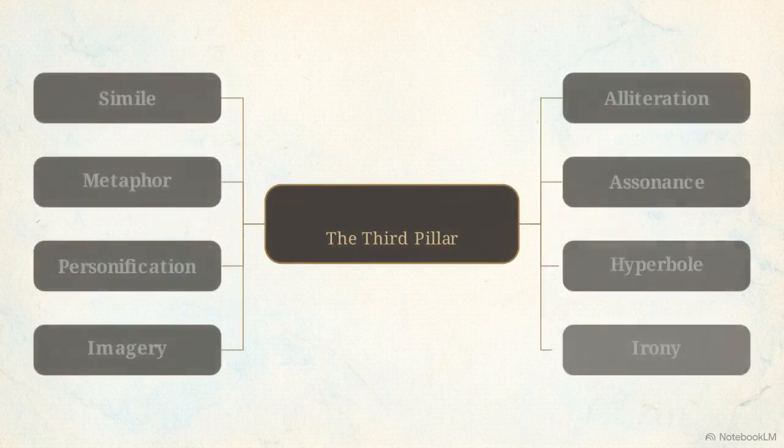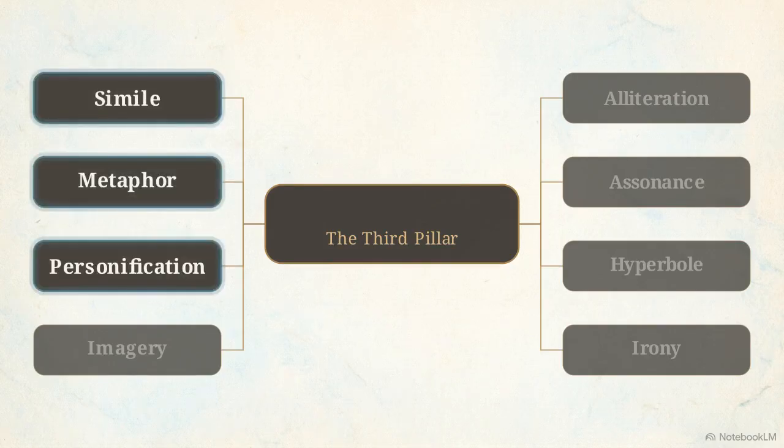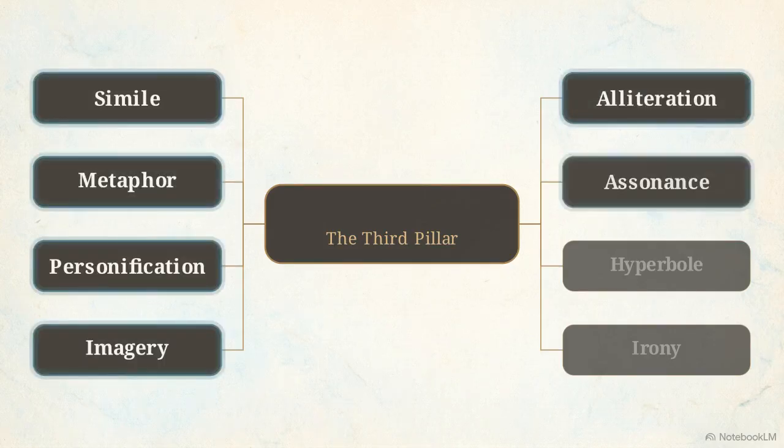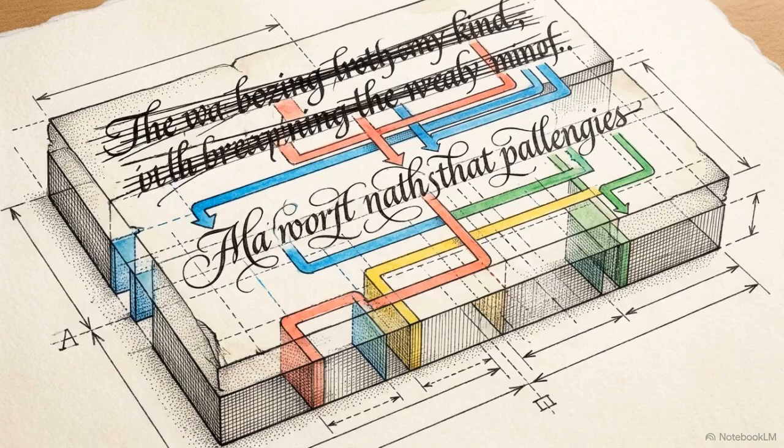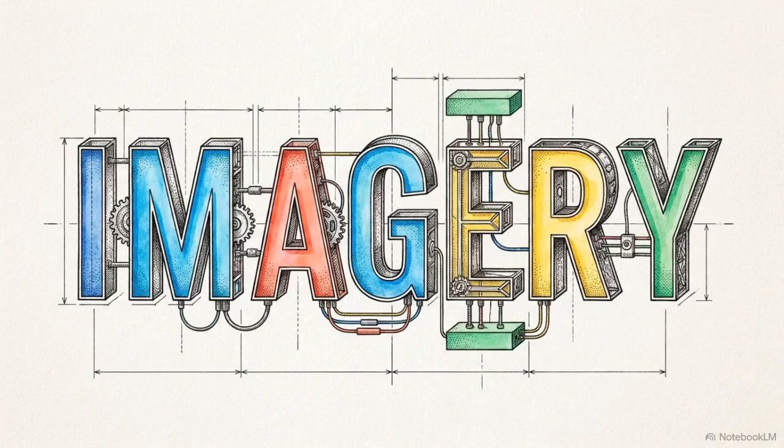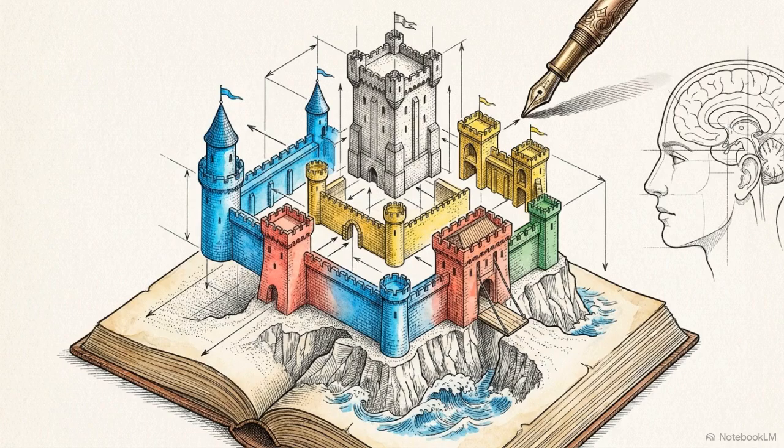We then move to the mechanical execution of the language, the third pillar, figures of speech. This category includes the technical devices used to organize thoughts, such as simile, metaphor, personification, imagery, alliteration, assonance, hyperbole, and irony. These devices allow poets to express complex feelings and concepts with high precision, adding layers of meaning that standard, literal language cannot easily achieve. Within this category, we find our fourth pillar, which is essential for grounding the reader's perspective: imagery.